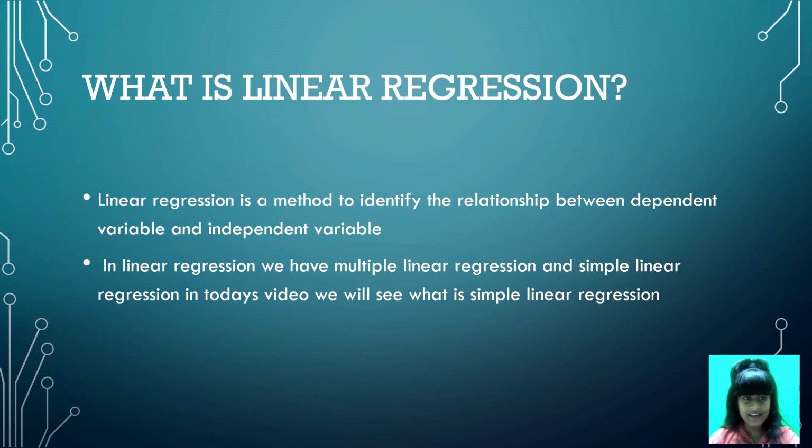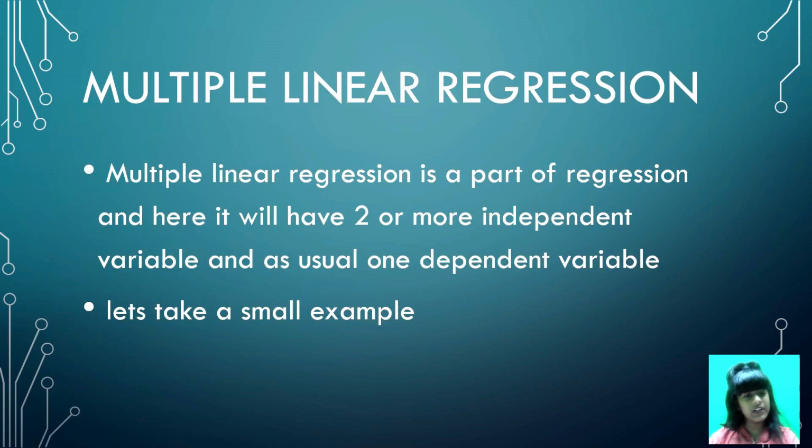First, what is linear regression? Linear regression is a method to identify the relationship between dependent variable and independent variable. What is multiple linear regression now? Multiple linear regression is a part of regression, and here it will have two or more independent variables and as usual one dependent variable. That says two or more x values and as usual one y value.